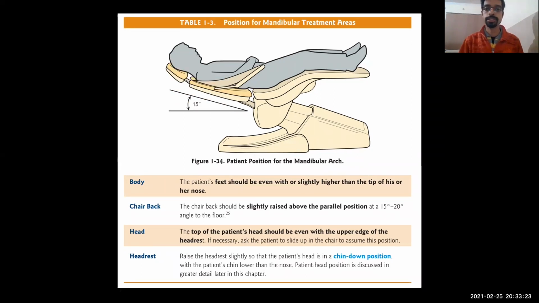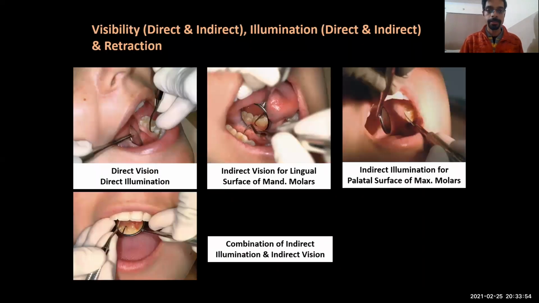Now, coming on to the position for mandibular treatment areas, body, the feet should be even with or slightly higher than the tip of his or her nose. It is similar to that. The chair back should be 15 degrees to the floor of the clinic. The headrest should be even with the upper edge. Now, this is known as the chin down position. That is, the neck should be down. That is, the chin should be in a down position to treat the mandibular areas.